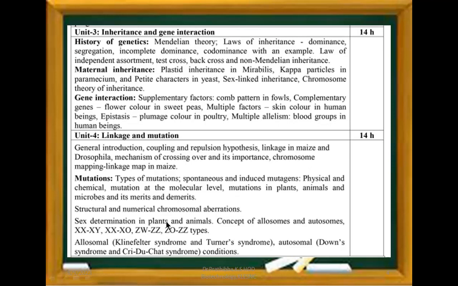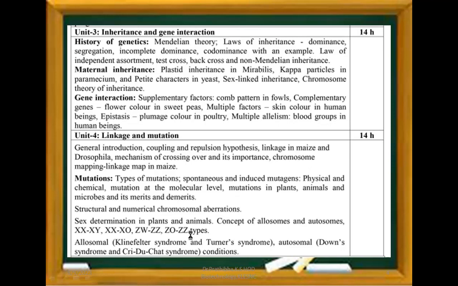Then sex determination in plants and animals, concept of allosomes and autosomes, XX-XY, XX-XO, ZW-ZZ, ZO-ZZ types. Then the last content, allosomal disorders: here you are studying Klinefelter syndrome and Turner syndrome. These two syndromes come under allosomal disorders. Autosomal disorders: you are studying Down syndrome and Cri-du-chat syndrome conditions.